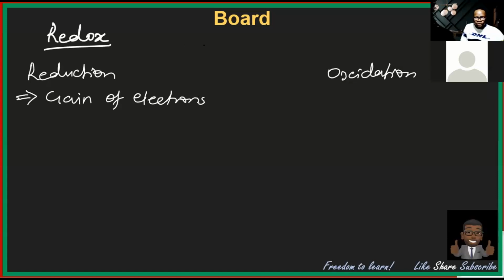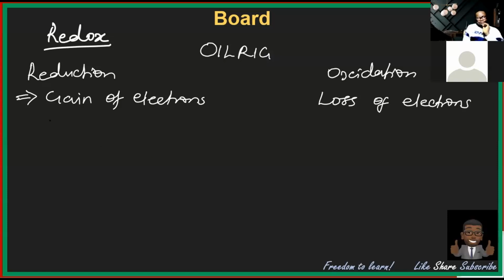Okay? So basically, if you remember your acronyms, OIL RIG, remember that? Yes. Okay, so reduction is the gain of electrons, while oxidation is the loss of electrons. It's very important to recall this, very key to recall this concept. So let's look at examples, situations where we'll talk about redox, reduction, and oxidation reactions.